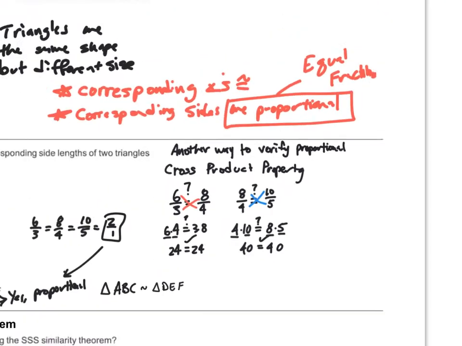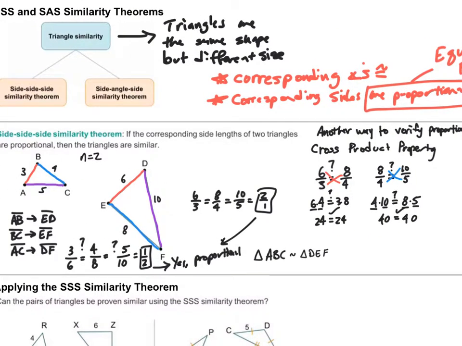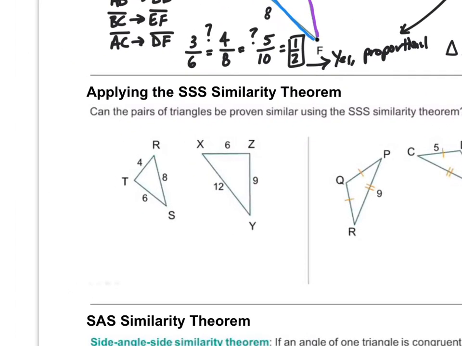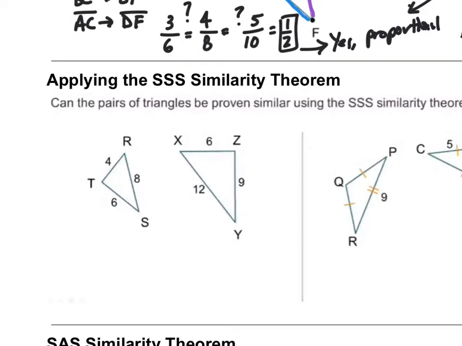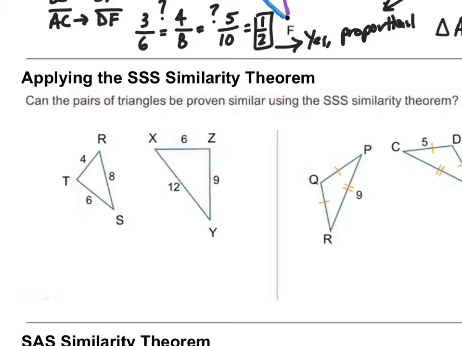Okay, so you can do it that way if you want, or you can just set up all your fractions, okay, and see if you get the same decimal as a result. All right, so let's continue on. Okay, let's apply this theorem. It says, can the pairs of triangles be proven similar using the side-side-side similarity theorem?